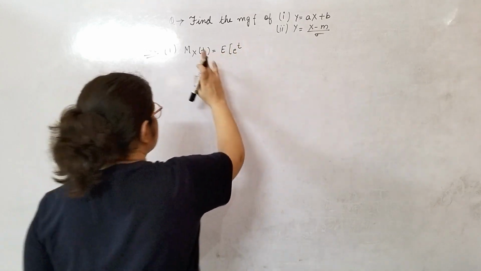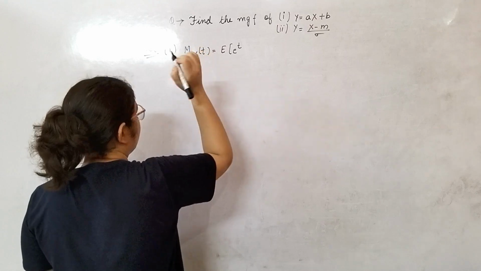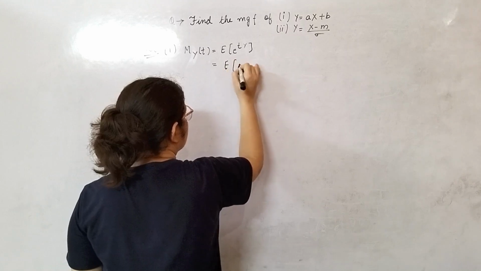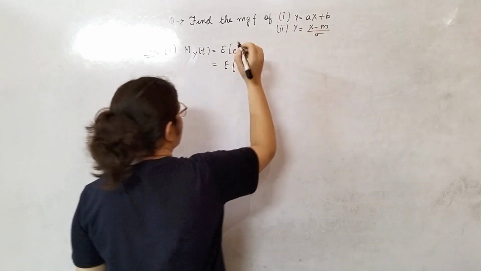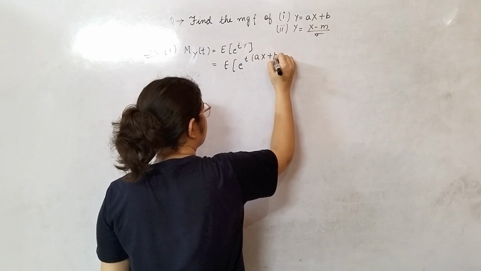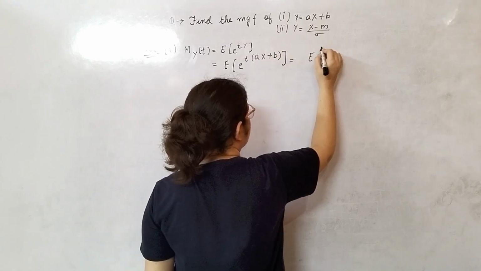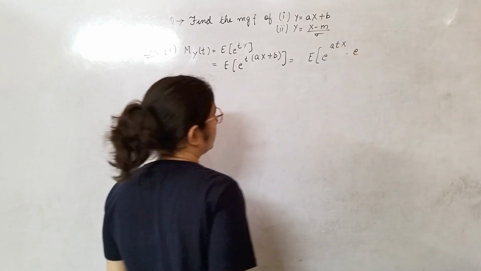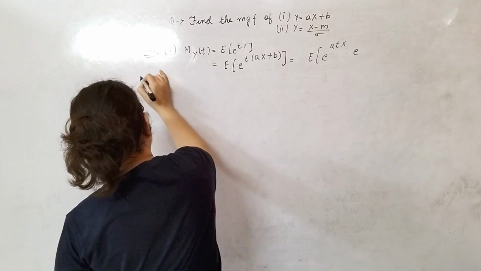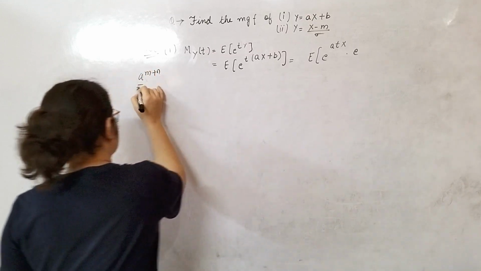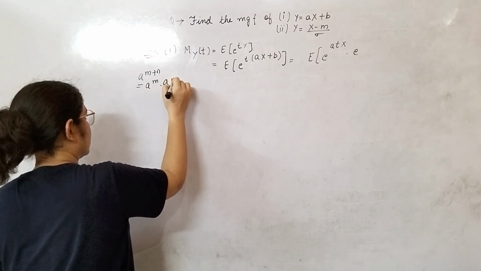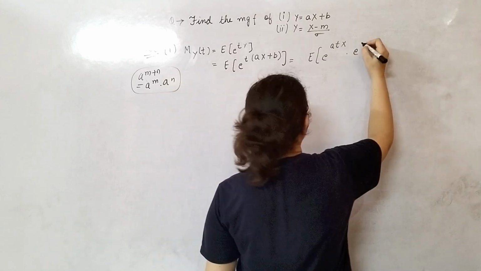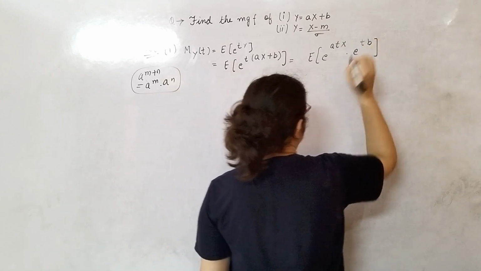Here the variable is y, so here I will use y: e^(ty). Now put the value of this y. In the first case, y is ax plus b. So it will be the expected value of e^(atx) into e^(tb), because it will come in plus, and that I can open like this: a^(m+n) is equal to a^m into a^n. This formula I am using directly here.